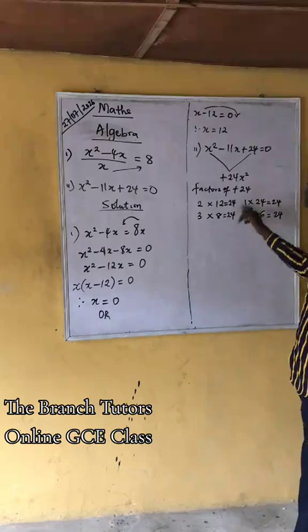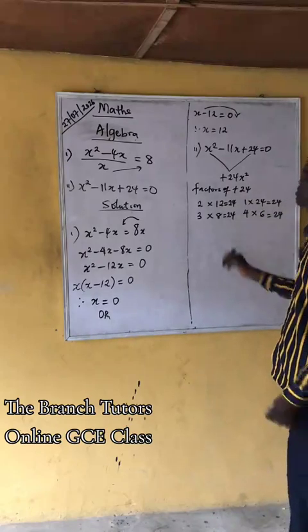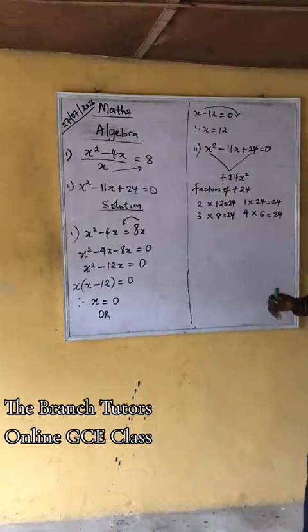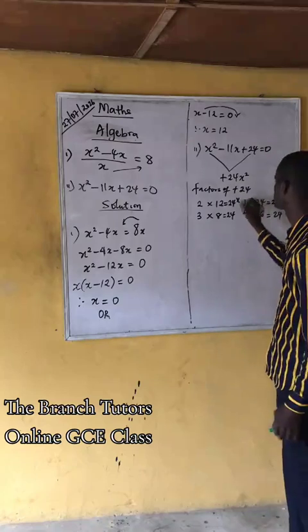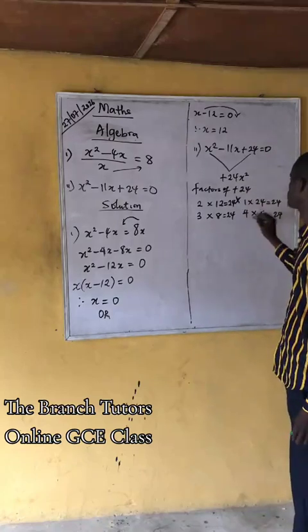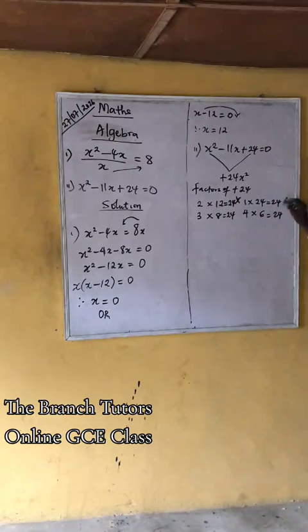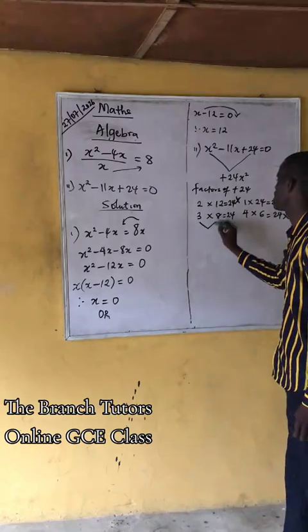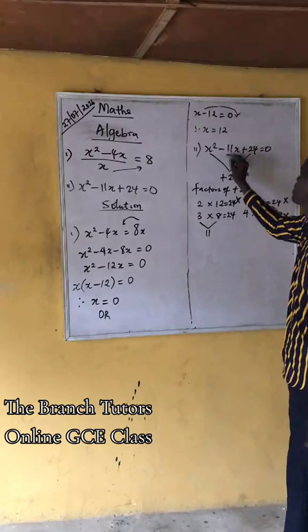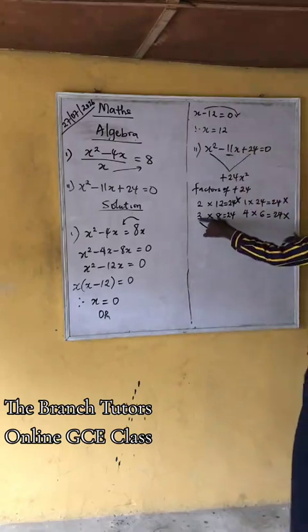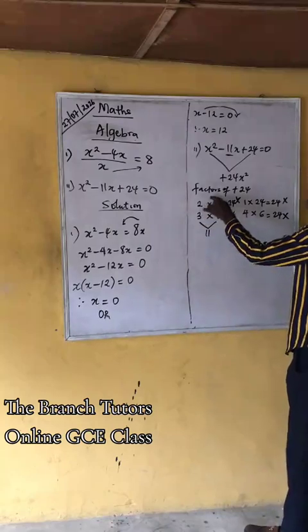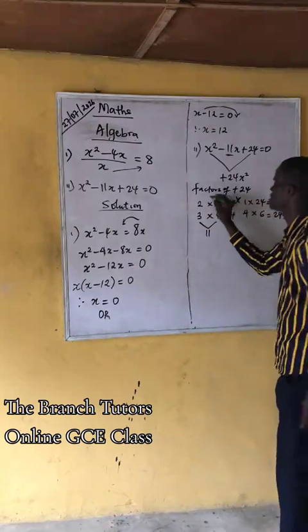But the question now is, how many of these numbers, when you add them, will give you 11? 2 plus 12 will give you 14. That means this is out. 1 plus 24 is 25. This is out. 4 plus 6 is 10. This is out. 3 plus 8 will give you 11. Don't forget we are looking for 11.